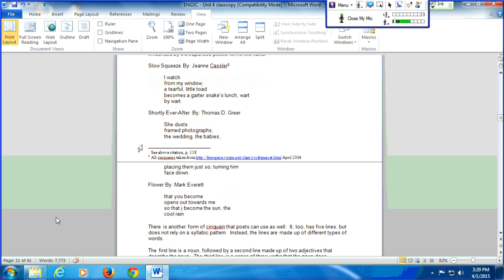It says: she dusts framed photographs, the wedding, the babies, placing them just so, turning him face down.